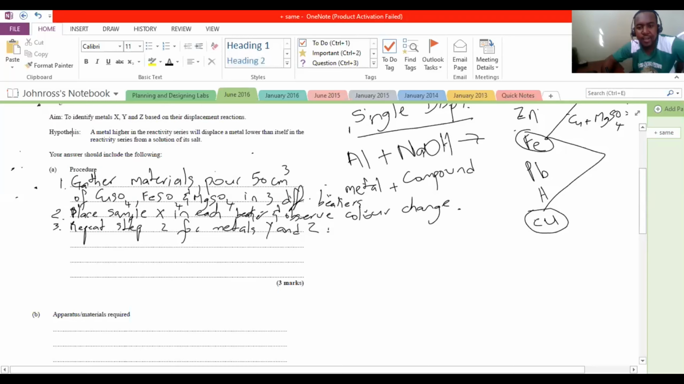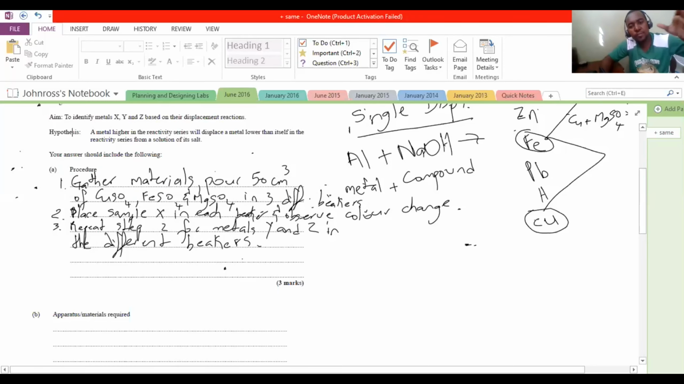All right, then Isaiah added in different beakers. So before we missed something here in step 2, let's add it. It's not just step 2 we're repeating, we're going to repeat step 1 and 2 as well. Because step 2 would have X going in the 3 different beakers, then when you repeat it for Y, it's going to be 3 different beakers again, and then for Z, 3 different beakers. So it's repeat steps 1 and 2. And that's our method there.